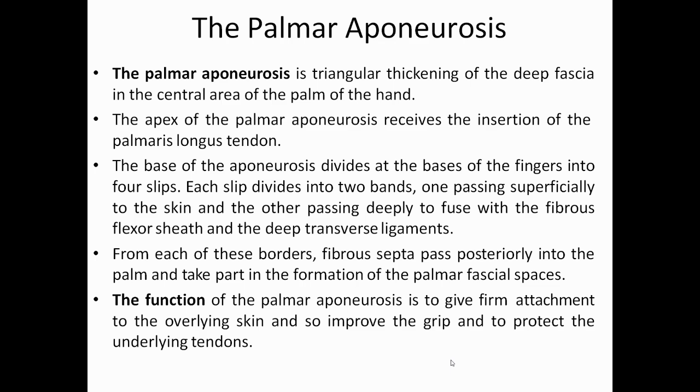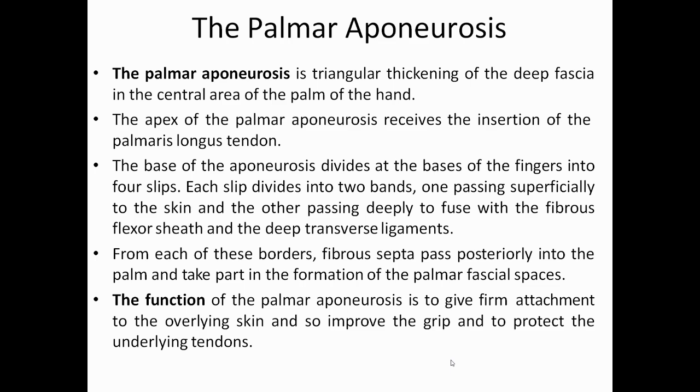Now we'll see the palmar aponeurosis. It is the triangular thickening of the deep fascia in the central area of the palm of the hand. The apex of the palmar aponeurosis receives the insertion of the palmaris longus tendon. The base of the aponeurosis divides at the base of the fingers into four slips. Each slip divides into two bands, one passing superficially to the skin and the other passing deeply to fuse with the fibrous flexor sheath and the deep transverse ligaments.